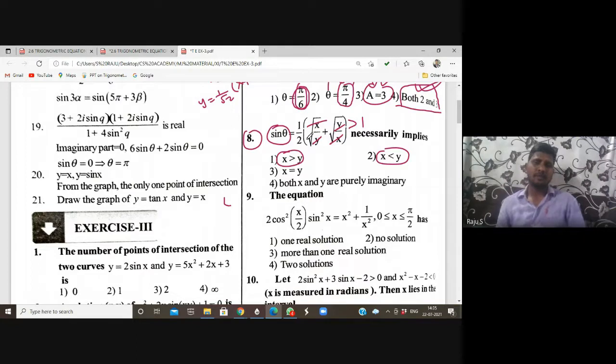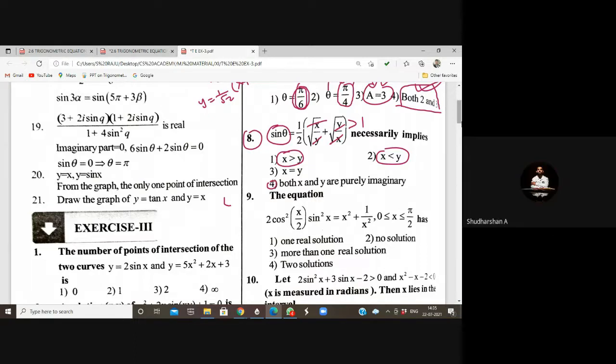Right, students. Then, yes, is it clear which of the option is correct? Third option is correct. Both x and y are purely imaginary. This also might be. What is the answer they given, students? Third option. Third option only. Third option, sir. Yes.